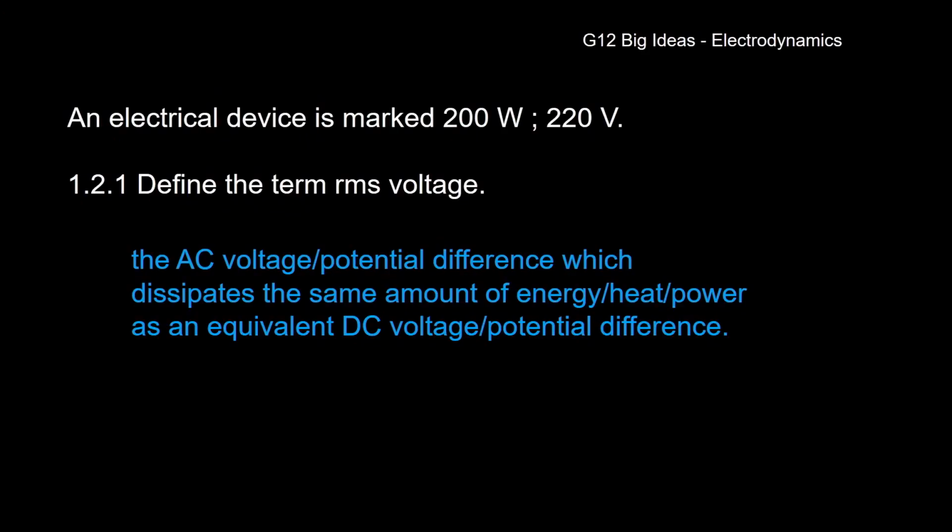Welcome back, grade 12s. We're busy with consolidation of electrodynamics, talking about machines and how they work. We are now going to look at a question which involves calculation and how we process that, what equations we need to use, and how we're going to substitute values into those equations. So this question is giving us an electrical device, and it has a marking on it. The marking on this electrical device is 200 watt and 220 volts.